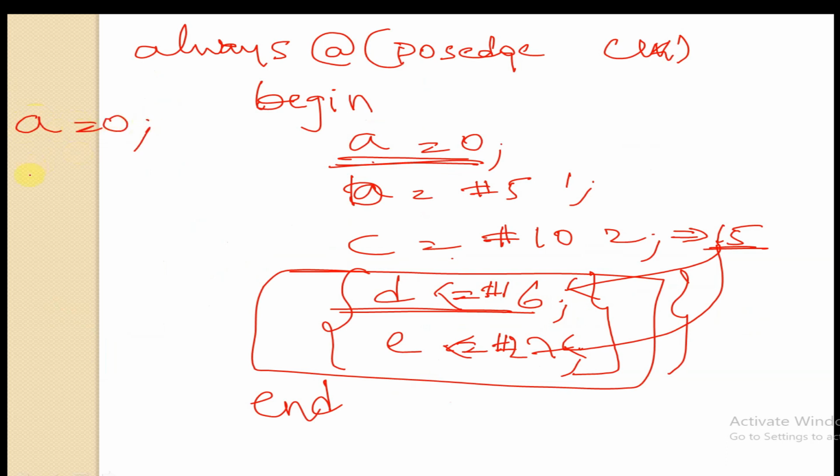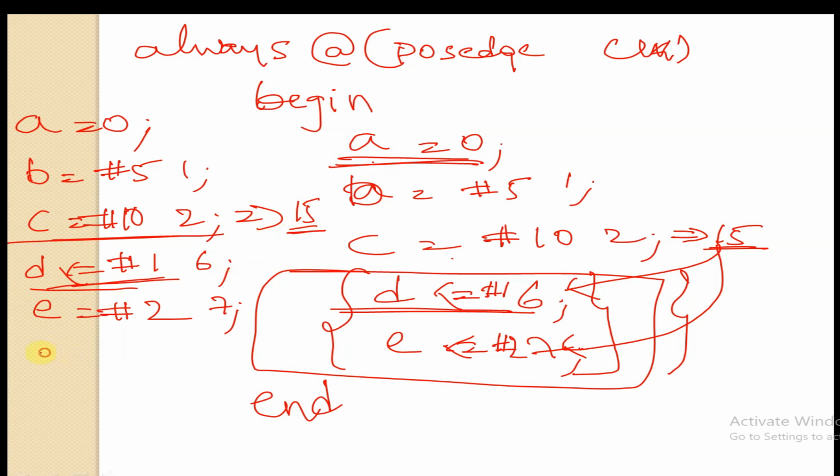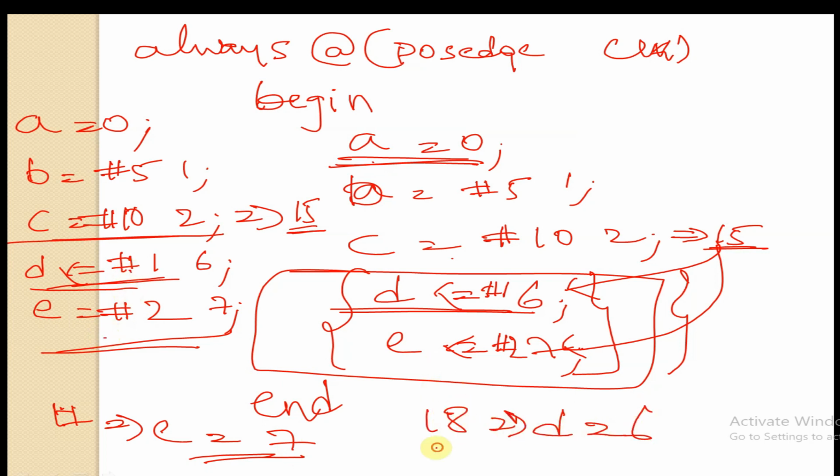So I'll use one more example. B is equal to #5 1, C is equal to #10 2, and D I will use one non-blocking statement like this, #1 6, and again I will use a blocking statement here. E is equal to #2 7. So here what happens, up to here it is normal like discussed previously. So up to here 15 time units delay will be added, and from this it will not evaluate non-blocking. First it will evaluate blocking. So after 17 time units we will get the value of E, which is equal to 7, and after 17 plus 1, that is 18 time units, we will get the value of D, which is equal to 6.